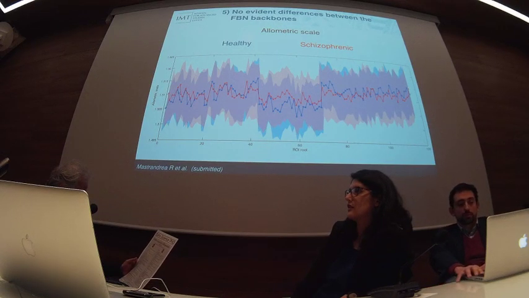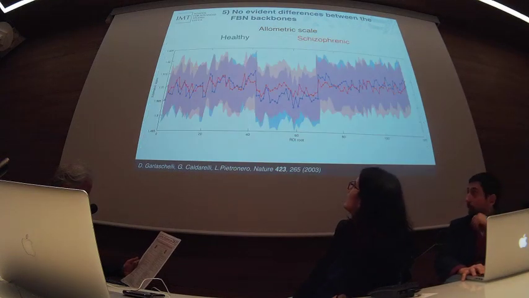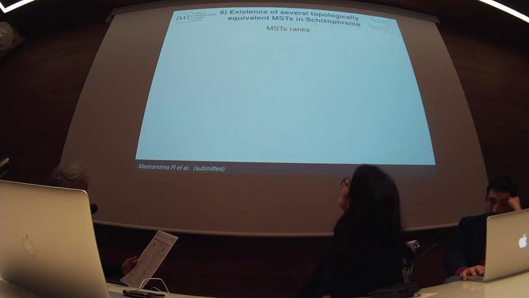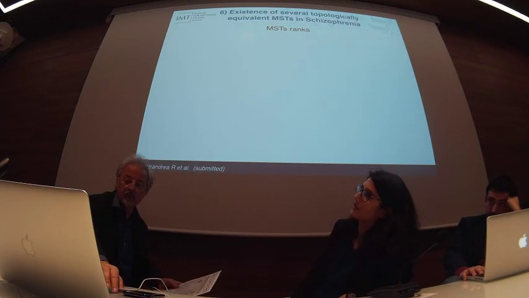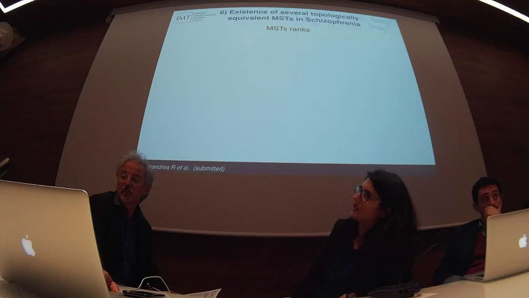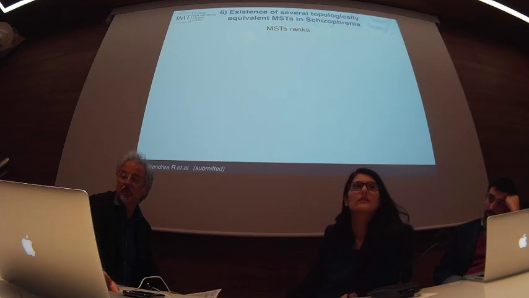So to go further, we decided to introduce a new procedure consisting in looking at the maximum spanning tree ranks. So the idea is I remove all links corresponding to the maximum spanning tree from the network and I compute the new maximum spanning tree. So I ignore the strongest correlation, so the node with the strongest correlation, and I compute the new one. So I take the second strongest correlation.